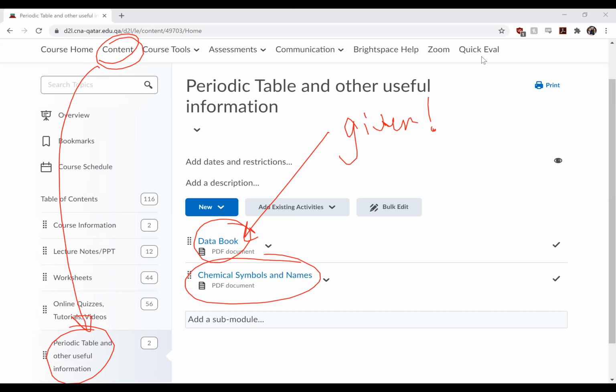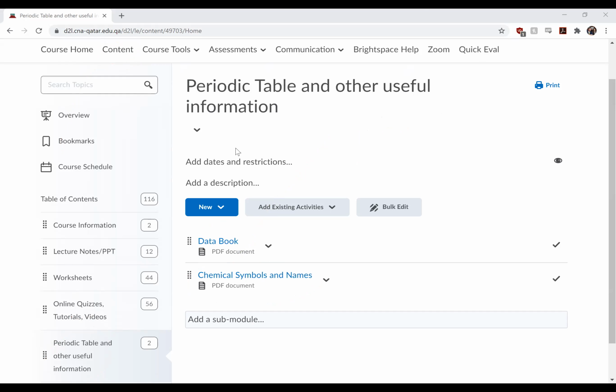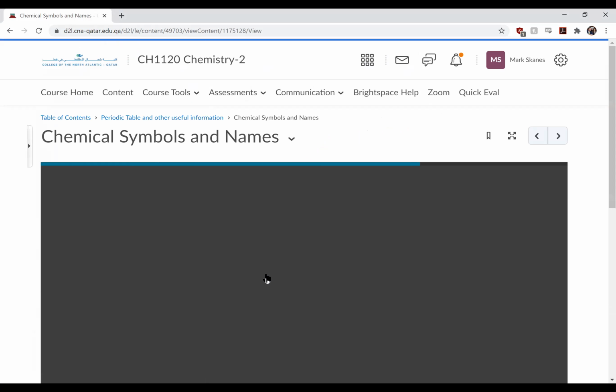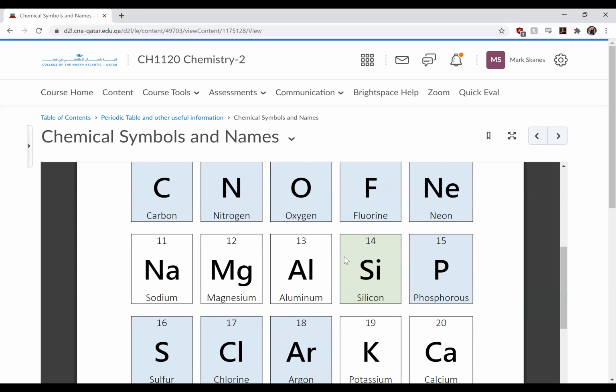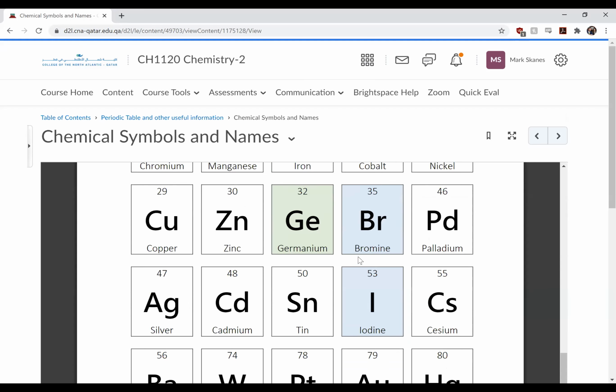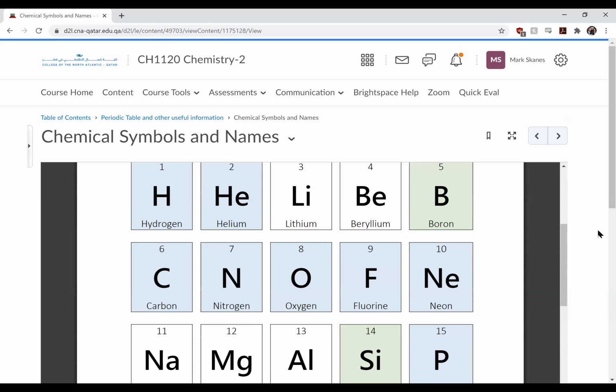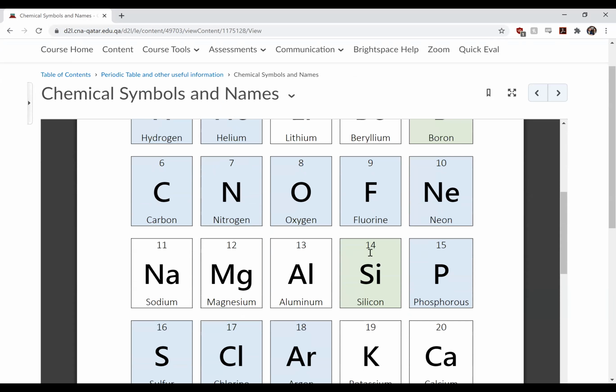Now, to answer, I think the question was from Ahmed. What elements are you expected to name or know? Now remember, naming is very, very important on your final exam. I would say maybe 8 or 9% of your final is from naming. And you can't name a chemical if you don't know the names of the elements. So this sheet here is all of the elements you're expected to know. It's on 2 pages. It's written very big, of course, but these are the elements you should know.